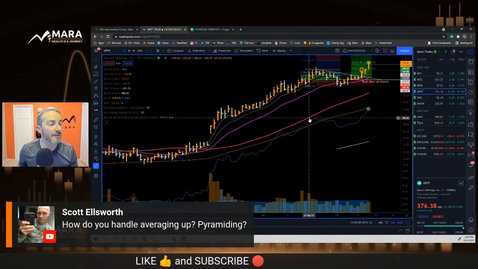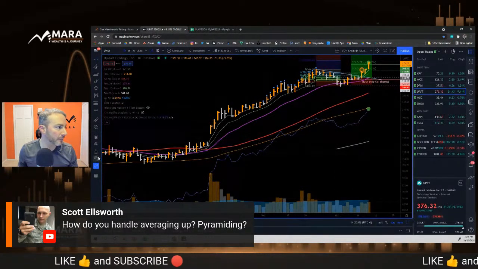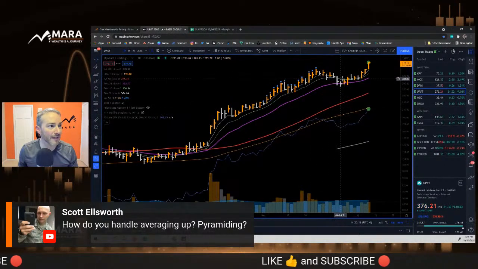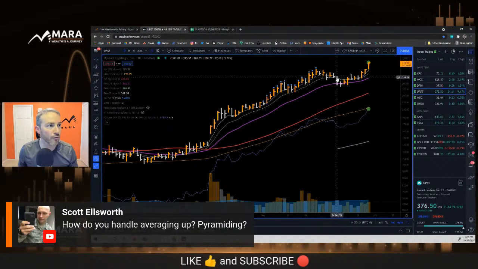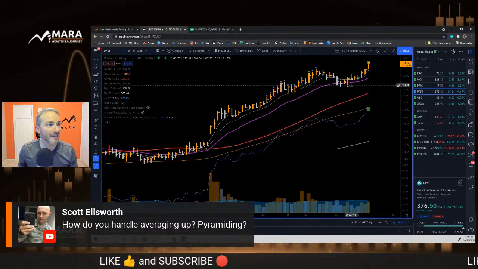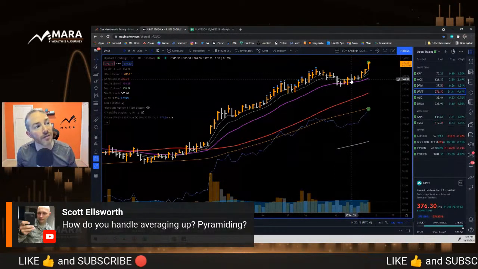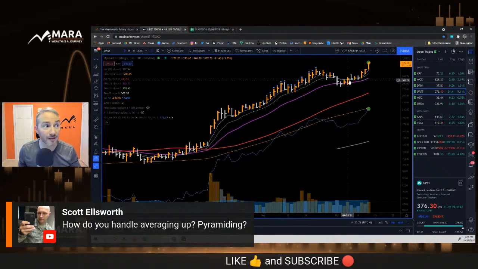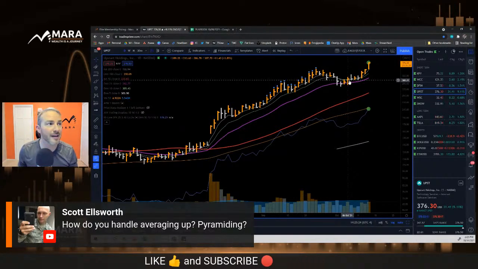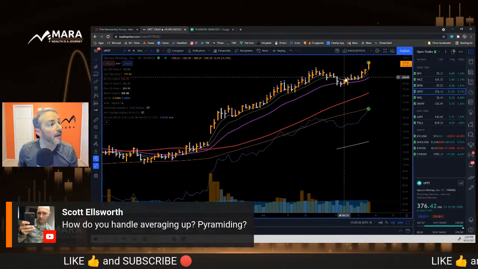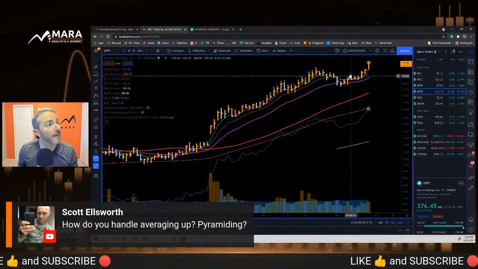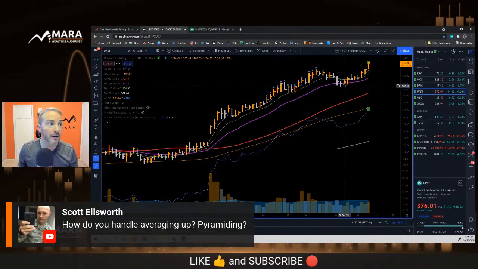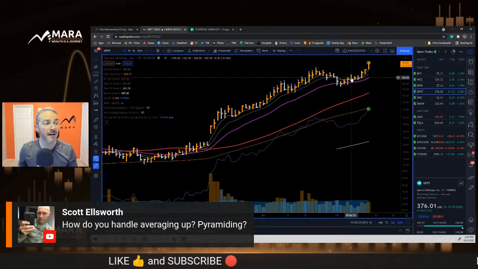So the first way that I found a way into it was drawing a straight line across over here and seeing it find support, with the notion that this is a leading stock. It's outperforming while the market is getting beat up. If I enter above here, it should hold this level if it's going to work. So that was my first add.